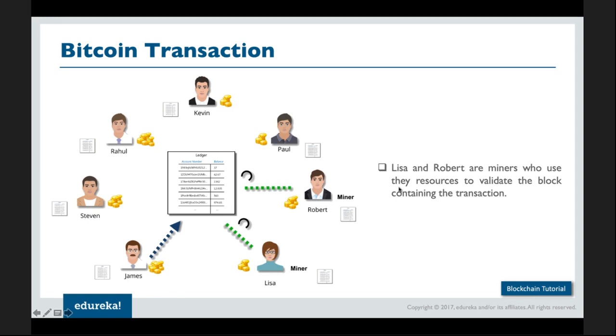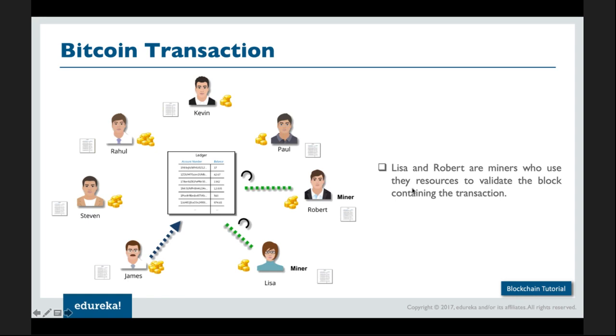Now, in our example, Lisa and Robert are the miners who use their resources to validate the blocks that contain these transactions. Once they have validated the transaction and added it to a block, a copy of that block will be shared with every node within that network. So it's not just Lisa or Robert who have a copy of the transaction. Everyone within that network will have a copy of the transaction.